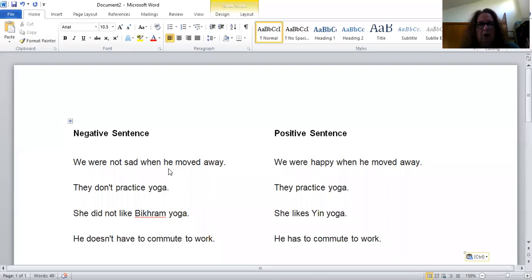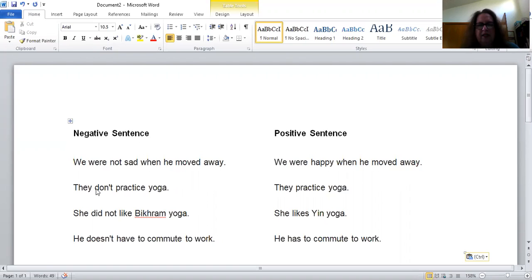We're moving on in our book, and today we're going to talk about positives and negatives in terms of sentences. So I'd like to share with you some positive and negative sentences first, and show you what the difference is. Okay, so a negative sentence is: we were not sad when he moved away. A positive sentence, or another way to say it, is: we were happy when he moved away.